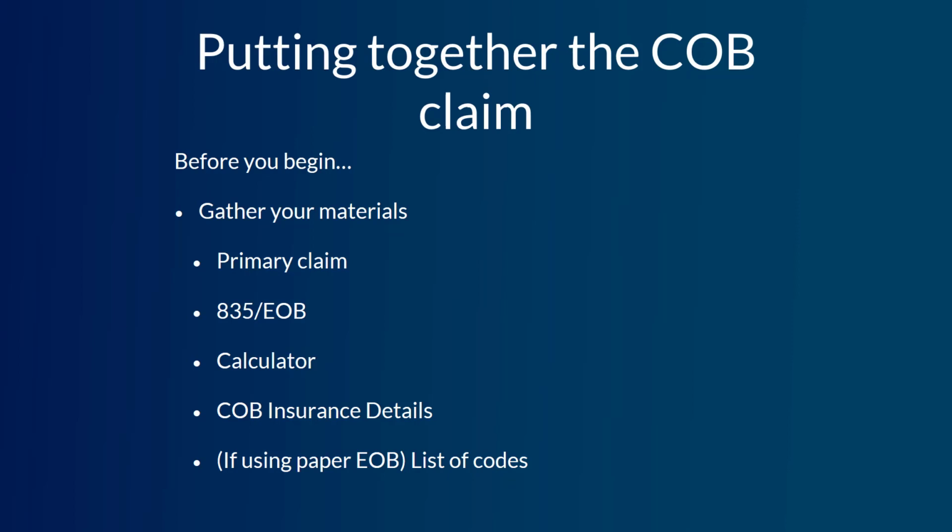First of all, you're going to need your primary claim. So if you have a printed copy of it, or if you're using a practice management system that has a saved copy of it, just make sure you know how and where to access it or have a copy of it that you can read. That's because primary claim information will be sent on to the secondary insurance, again, so they have the complete picture and they know what happened before. You're also going to need the 835 or EOB from the primary payer.